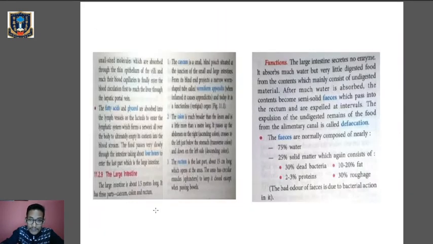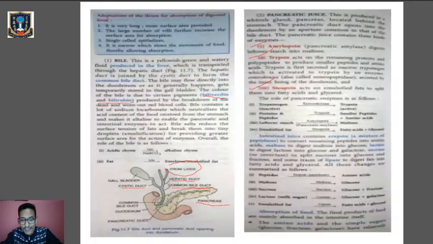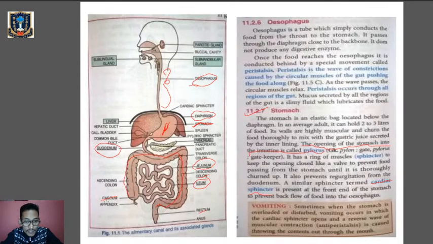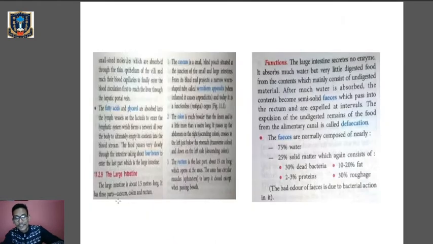Okay, now let's see the function of caecum. The caecum is a small blind pouch situated at the junction of the small and the large intestine. So at the junction of the small intestine and the large intestine, we will find what? We will find the caecum. So this one is the small intestine, and the appendix part. At the junction of the small intestine and the large intestine, we have got the caecum. Clear? Okay. Now from its blind end projects a narrow worm-shaped tube called the vermiform appendix.